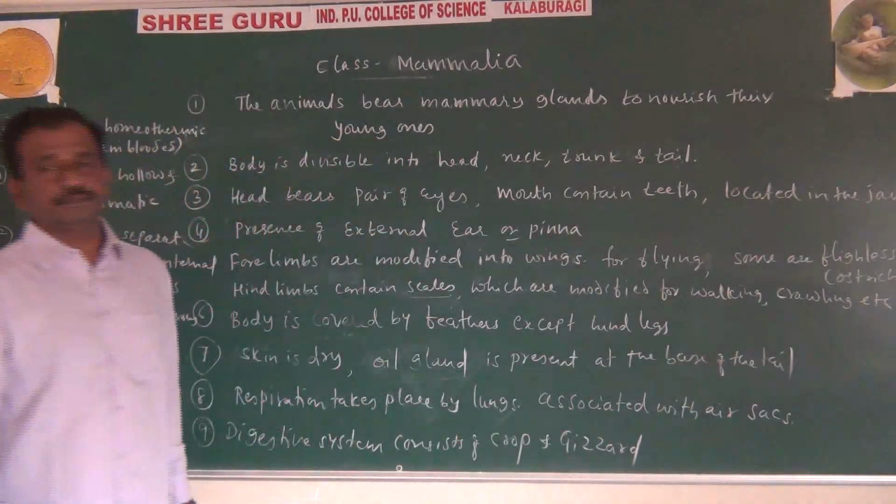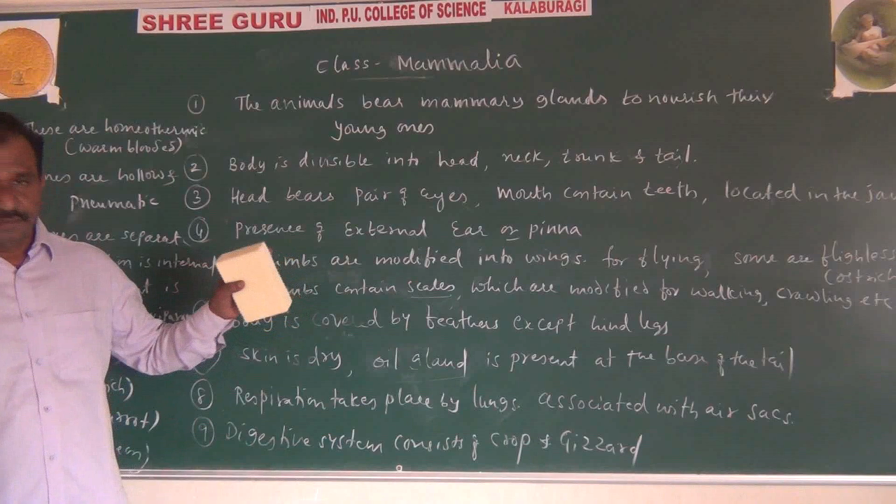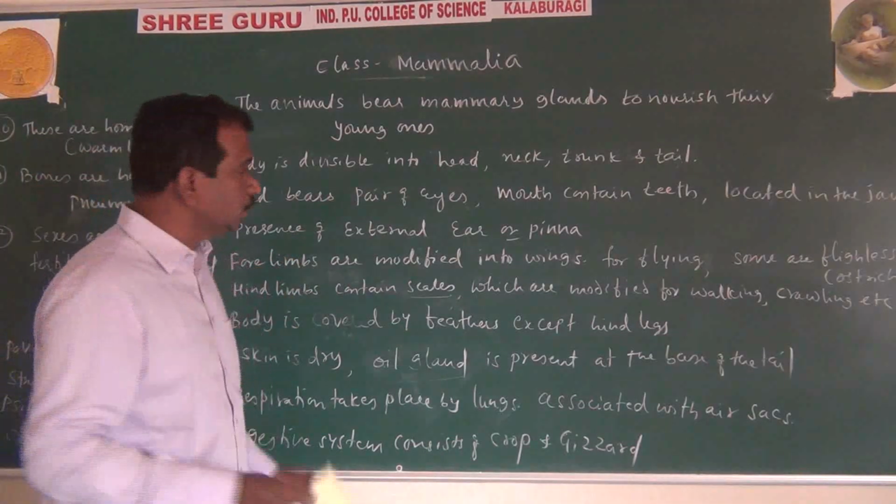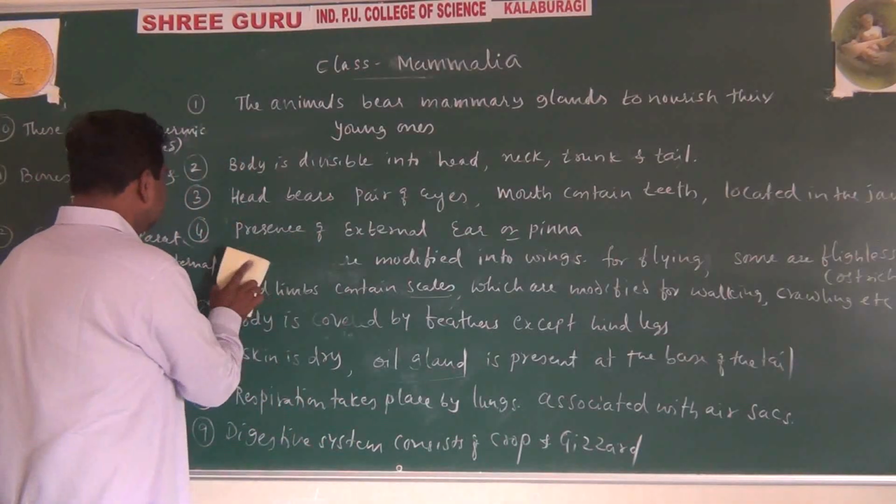Presence of external ear or pinna, it is going to be found. This is also called the external ear or pinna. Right, next is another unique character.